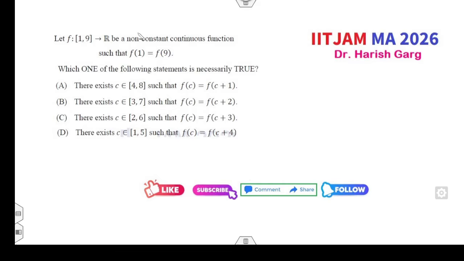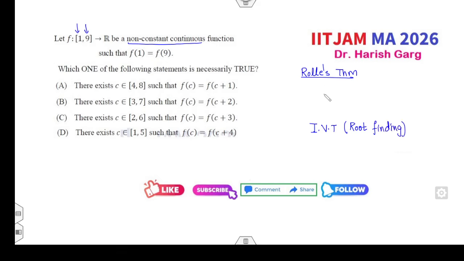f is a non constant continuous function such that f of 1 is equal to f of 9. कौन सा रिजल्ट काम आता है when the end points values are same? You can use either the Rolle's theorem, fine, or the intermediate value theorem. This result is used for finding the roots, fine.